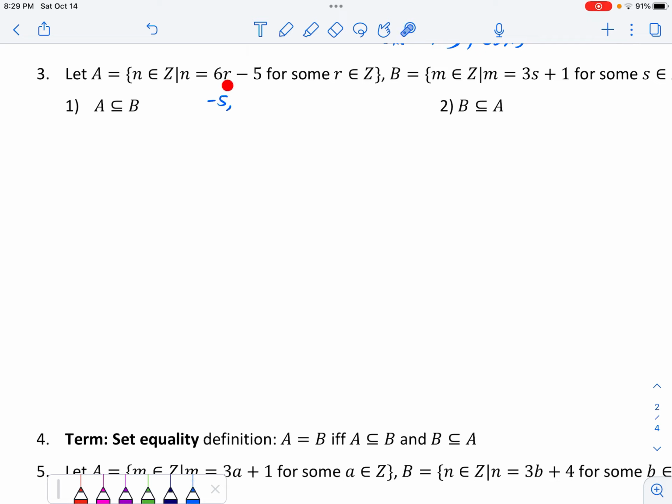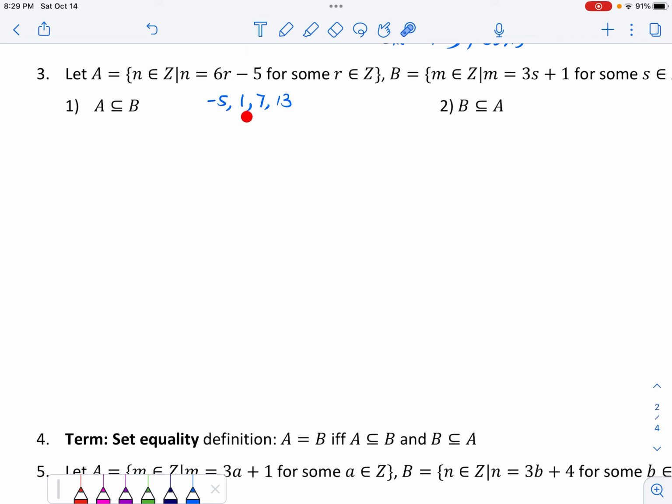And when r is 1, then 6 times 1 is 6, and 6 minus 5 is 1. So I know 1 is in A, right? When r is equal to 2, 2 times 6 is 12, and 12 minus 5 is 7. And when r is 3, 3 times 6 is 18, and 18 minus 5 is 13.